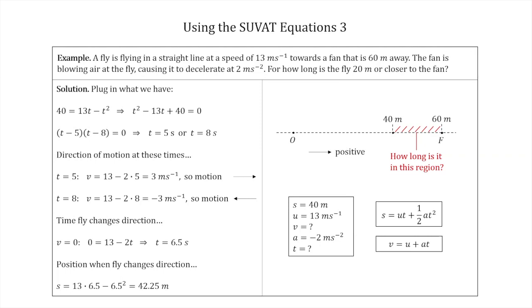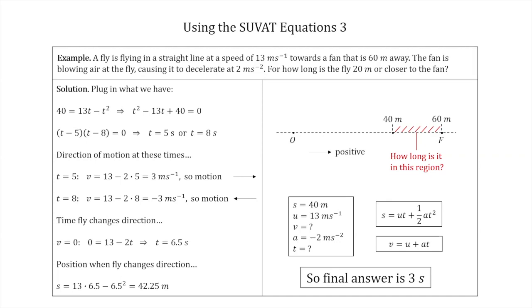So let's sum up exactly what's happened. After 5 seconds, it's still flying towards the fan, and it crosses over this line where it's within 20 meters of the fan. So start the timer if you like. Then it only moves to 42.25 meters, so still well within this region, before it stops and starts moving back the other way. And at 8 seconds, so in total 3 seconds after it entered the region, it's exiting the region going back the other way. So in total, exactly as we said, that is 3 seconds. So the answer, if you look at the question, was how long is the fly 20 meters or closer to the fan? 3 seconds.